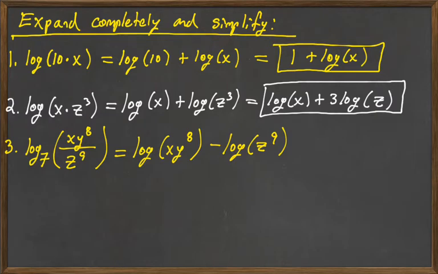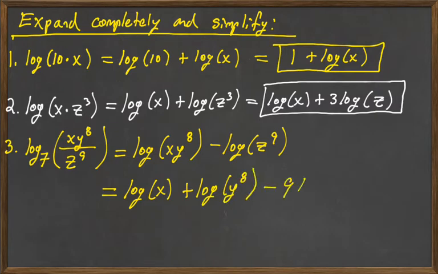And so now we can do a couple of things on that first log of x times y to the 8th. You do have a product, so we can split that up as log of x plus log of y to the 8th. And then you see that minus log of z to the 9th. We can do the power rule on that and bring that 9 down. So this becomes log of x plus log of y to the 8th, minus, and I went ahead and did that power rule to bring down this 9 already, so that'll be minus 9 log of z.